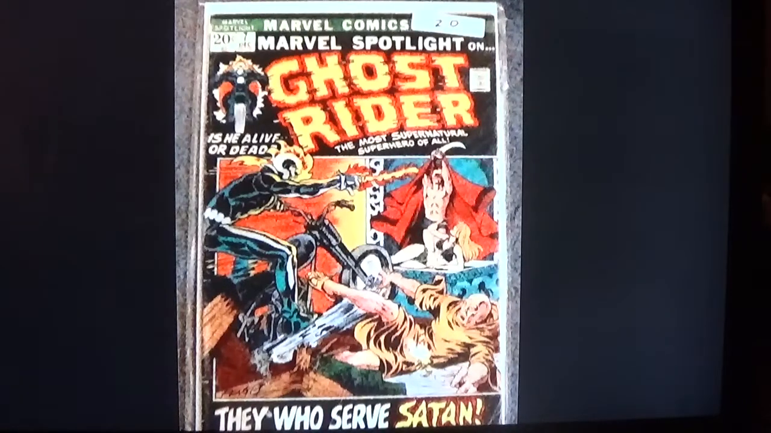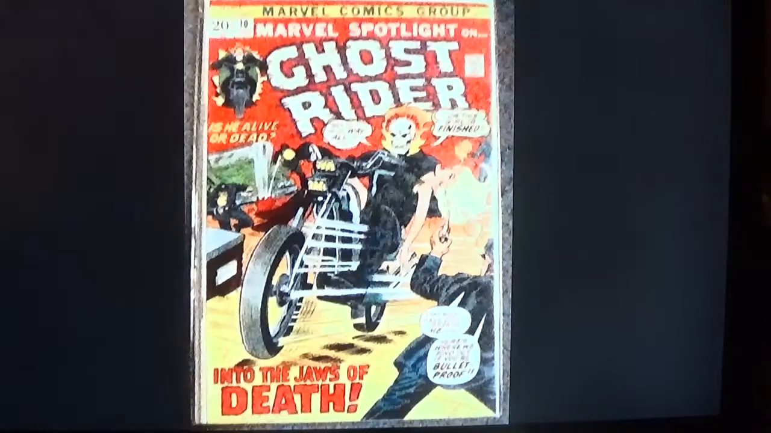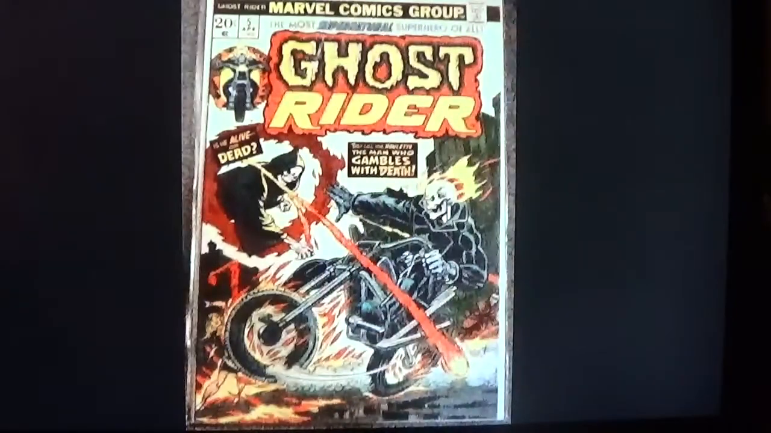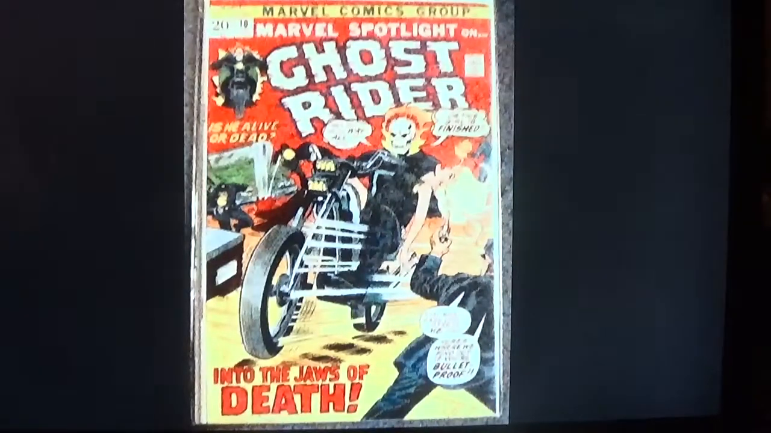So, the first issue, Marvel Spotlight number 5, is basically Johnny Blaze's origin story, and he's having to deal with some punks. In Marvel Spotlight issue 6, he runs into a biker gang, meets up with the leader of the biker gang who calls himself Curly, but he's actually the resurrected version of Crash Simpson, brought back to life by the devil to kill Johnny Blaze so the devil can have his soul.